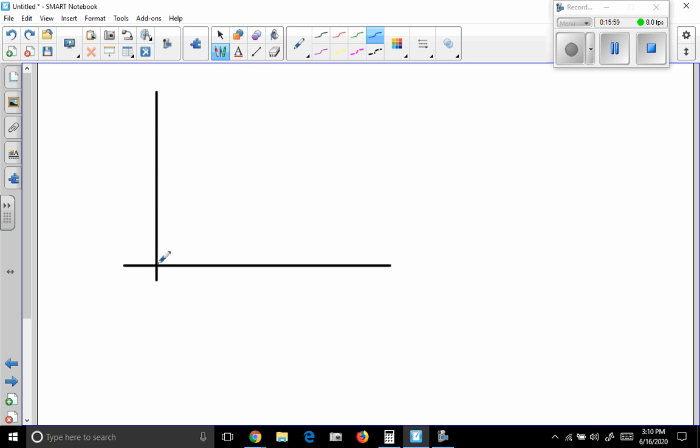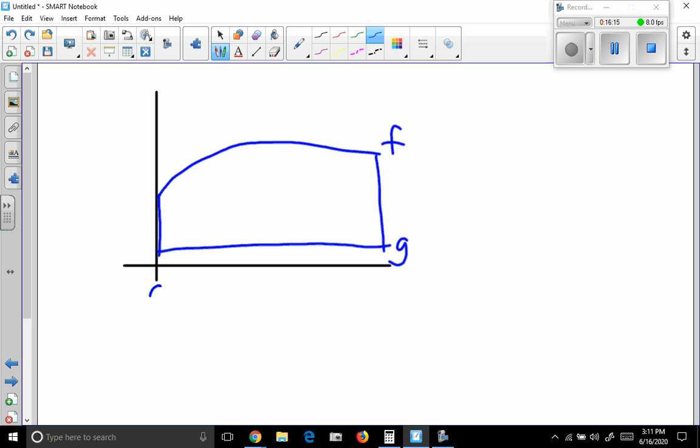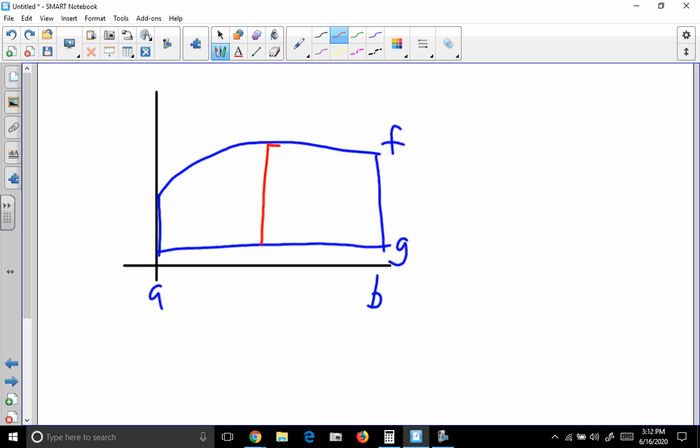But let's suppose we have some function here and some function here. Let's call this f and let's call this g. And we go from A to B. And we want to find out where is the center of mass, or where is the centroid here. Okay, so let's take a sample element here.